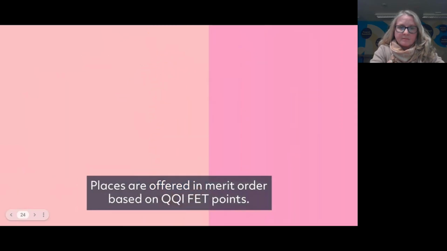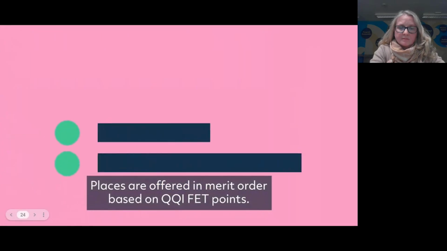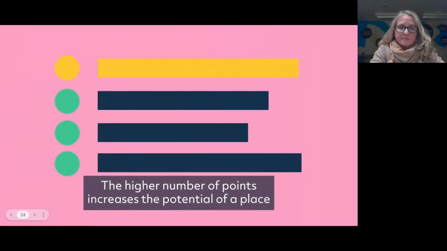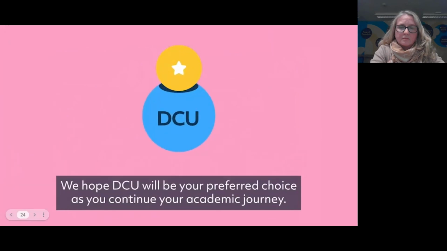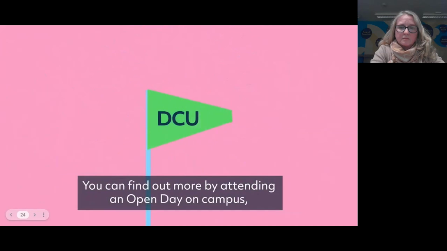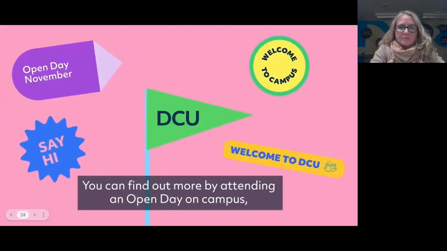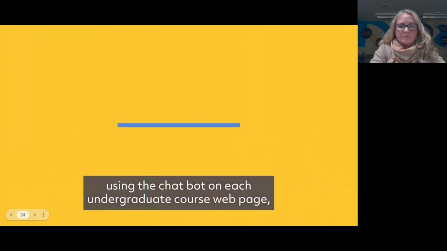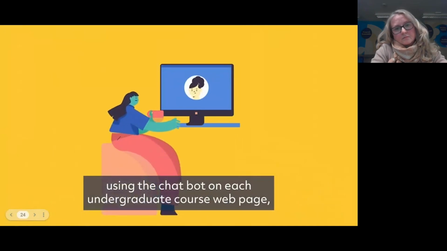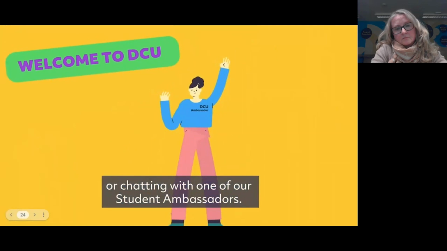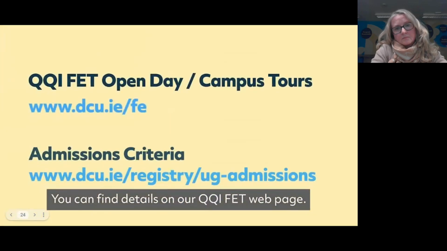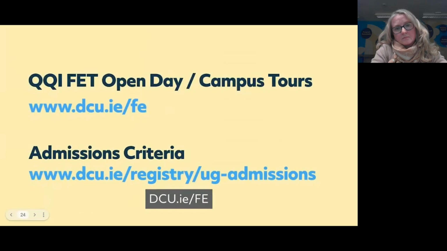Places are offered in merit order based on QQI FET points. The higher number of points increases the potential of a place, but does not guarantee a place in DCU. We hope DCU will be your preferred choice as you continue your academic journey. You can find out more by attending an open day on campus, using the chatbot on each undergraduate course webpage, or chatting with one of our student ambassadors. You can find details on our QQI FET webpage, dcu.ie/FE.